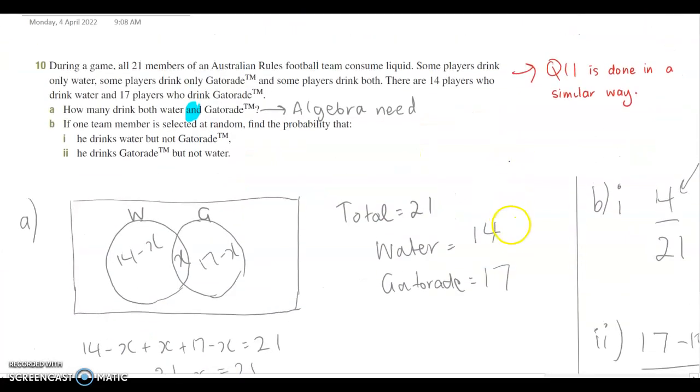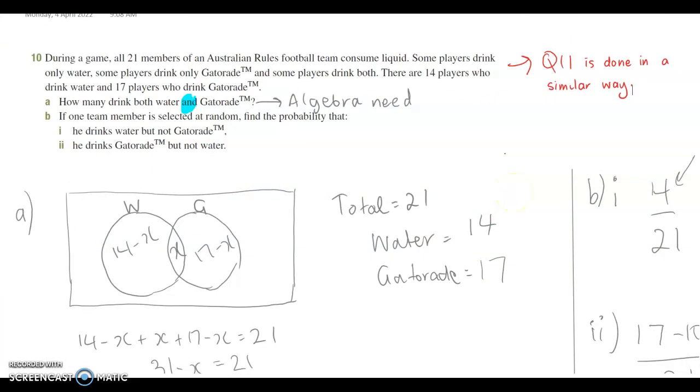Okay, so in exercise 10D, question 10 and 11 is one that I thought would be good to have a look at. And it's talking about during a game, 21 members of the Australian rules football team consume liquid. Some players drink only water, some only drink Gatorade, and some drink both. There are 14 players who drink water and 17 who drink Gatorade. We need to figure out to start with how many drink both water and Gatorade. So if we were to draw that in a Venn diagram, that would be our intersection in the center. That would be our 'and', the water and Gatorade part. We don't have any information for that to start with.